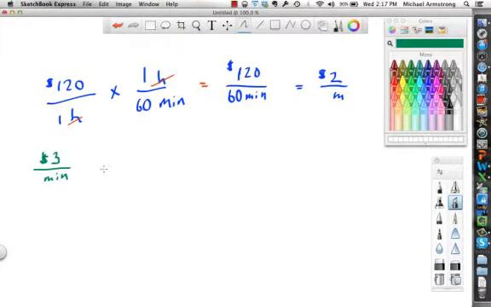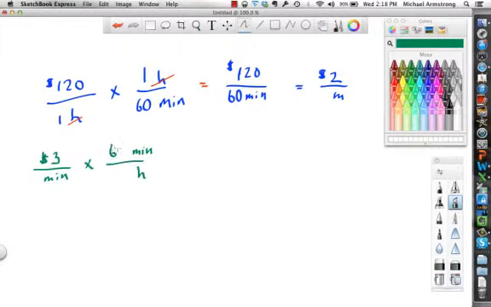And I'd like to find out how much I make per hour, or per day, or per year. We can keep going with this kind of thing. So $3 per minute, and I'm going to multiply by 1. Every time I multiply by 1. This time I want minutes on top because I want those to cancel, and I want hours on the bottom.